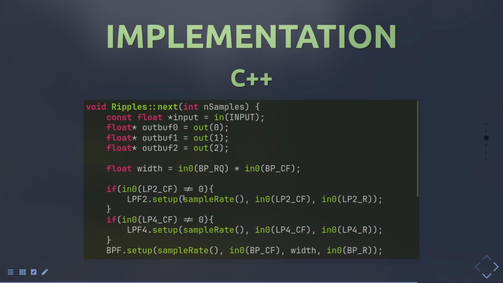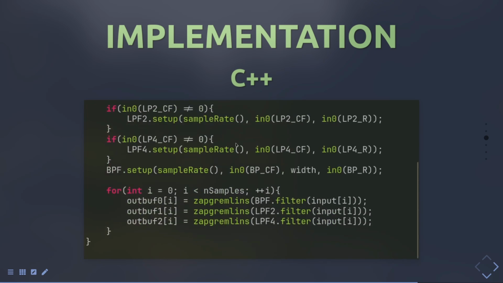Because the majority of the code is implemented in the library, we just take the input, and then we have 3 separate outputs for each of the separate filters. Of course, we need to calculate the width of our bandpass filter by using the reciprocal Q times the center frequency. And then you just set up the filters, zap the gremlins, and output it. Zapping gremlins is removing any weird values like not a numbers and infinities. This is actually a function that's included in the API, which I thought was very silly and also fun.